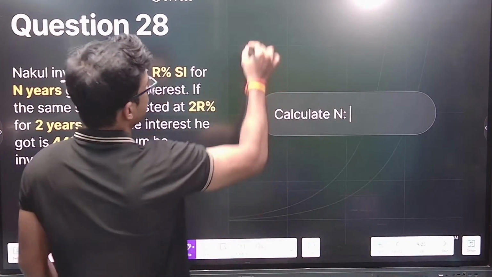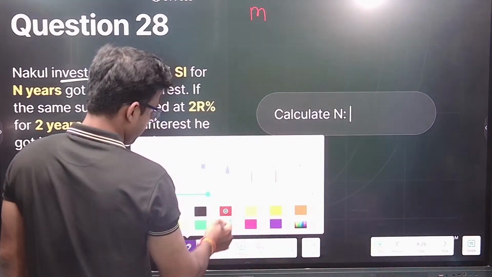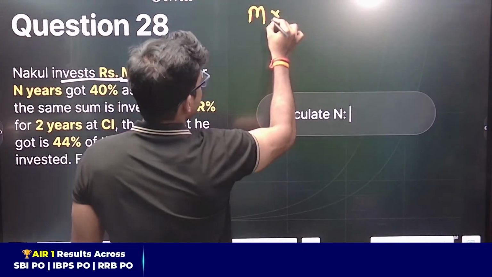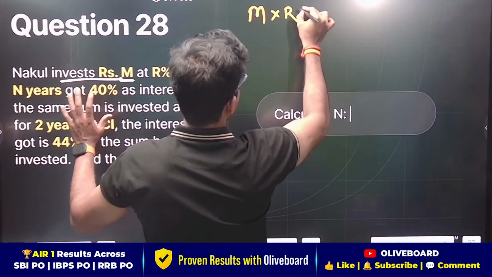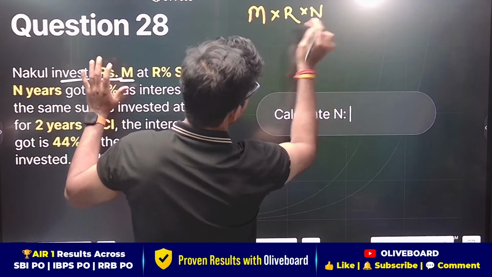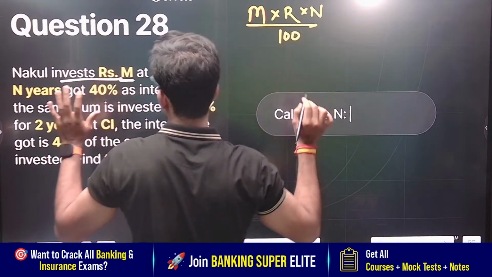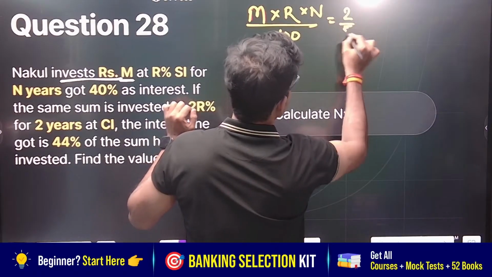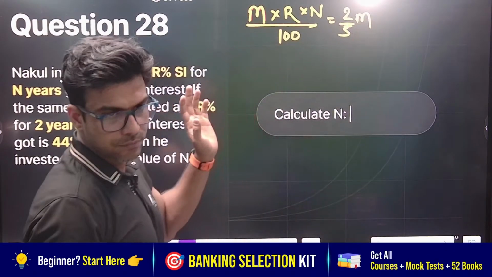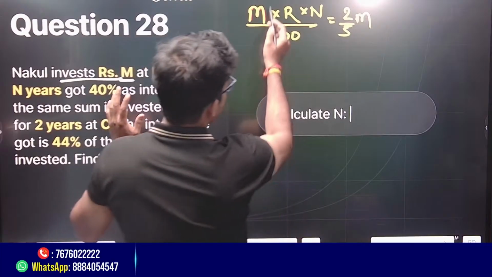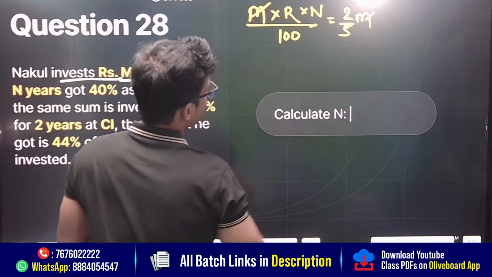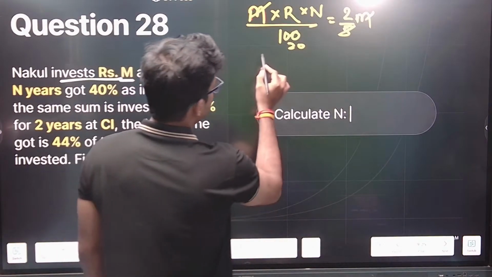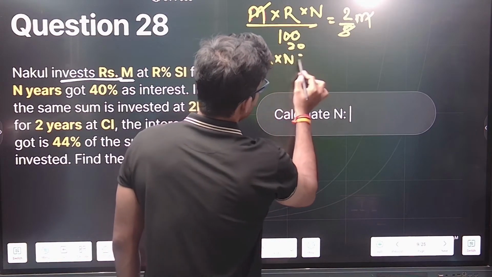Nakul invested rupees M at R% for N years. P into R into T by 100, correct? This we know. And got 40%, 40% means 2 by 5 of M. Is it right? From here, M gets cancelled out. 5 goes 20 times. R into N is basically 40. Is it right? R into N is basically 40.